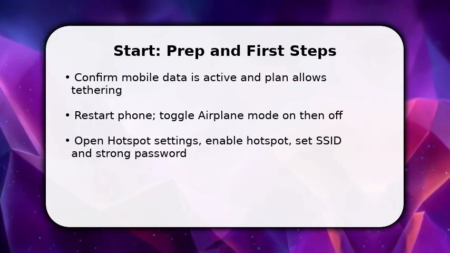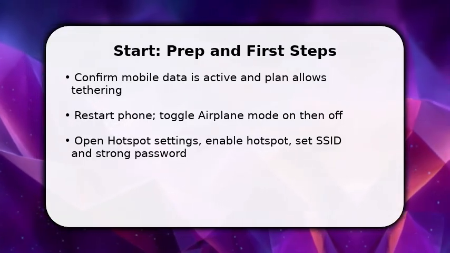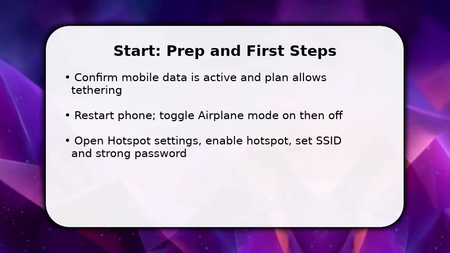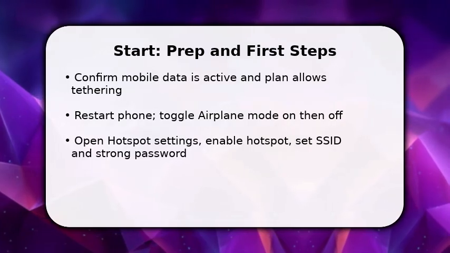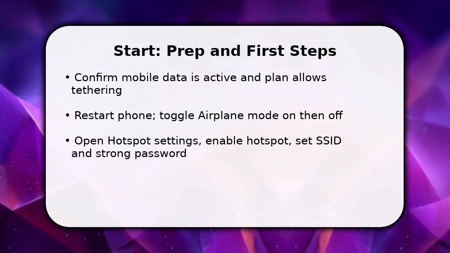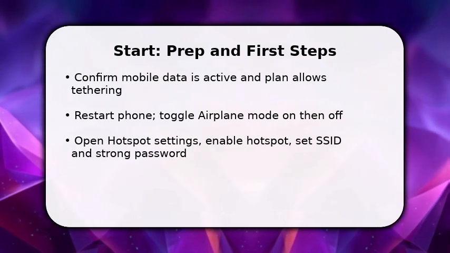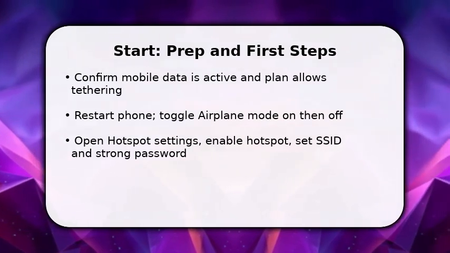Next, open the hotspot settings and enable the hotspot. Create a recognizable SSID and a strong password. This gets the service running and prevents unauthorized access. Make sure you note the band too, 2.4 GHz versus 5 GHz, so client devices can connect reliably.